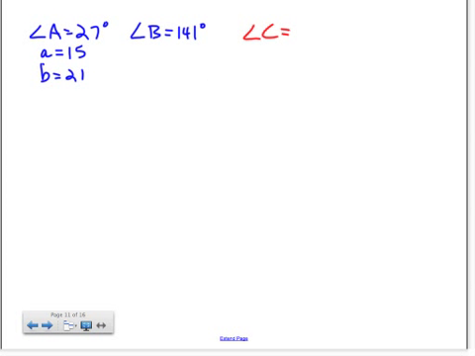So that makes this the smallest angle. Now, okay, so when we did that swinging door, we now have the smallest angle, so now C is going to be the smallest side.